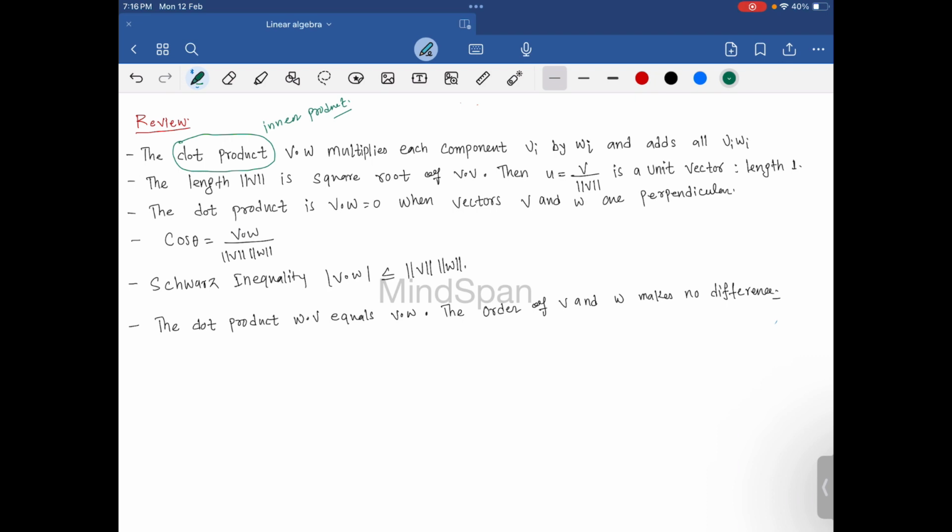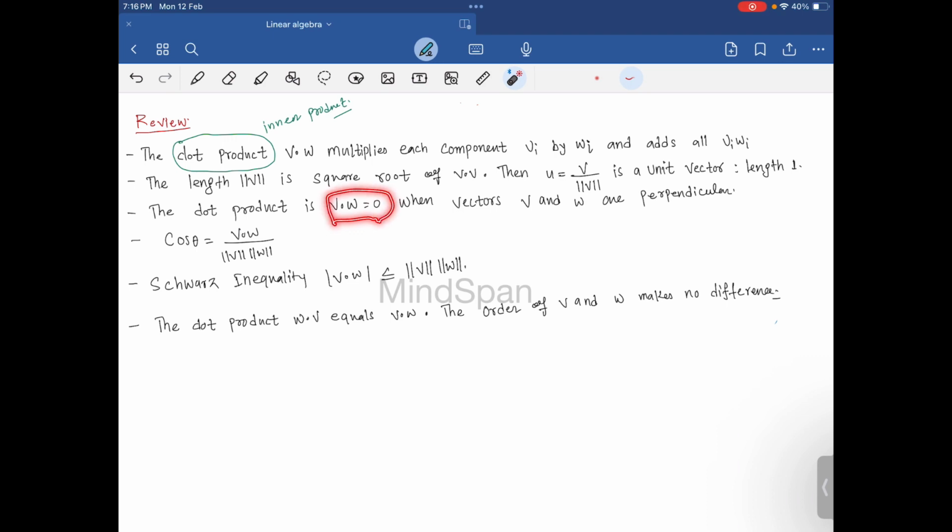Now you might be thinking that if there is an inner product, there will also be an outer product. Yes, obviously we have the outer product. We will talk about this in further videos. Okay, now coming to the third point, the dot product.